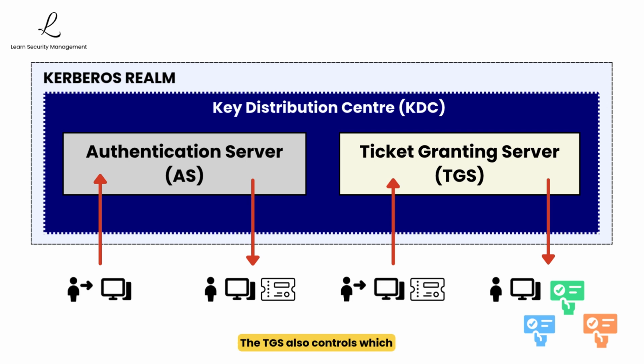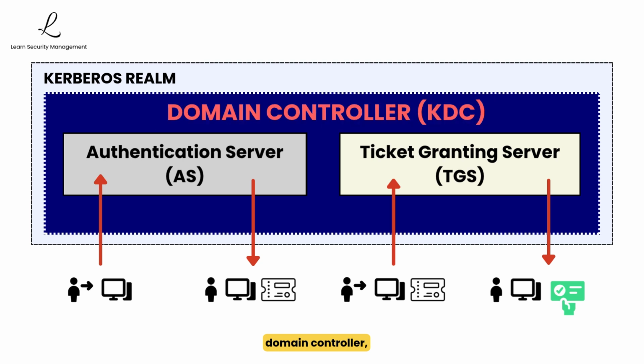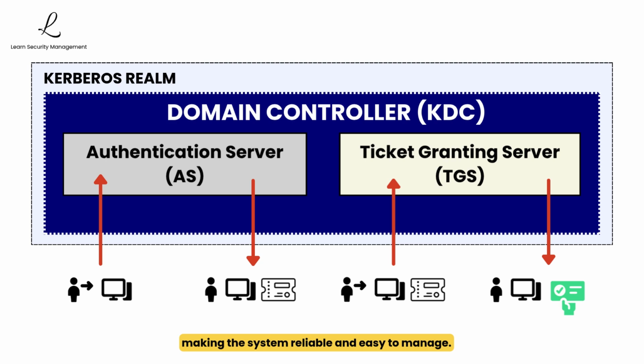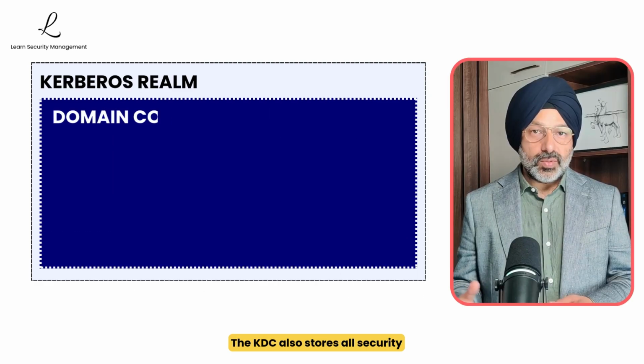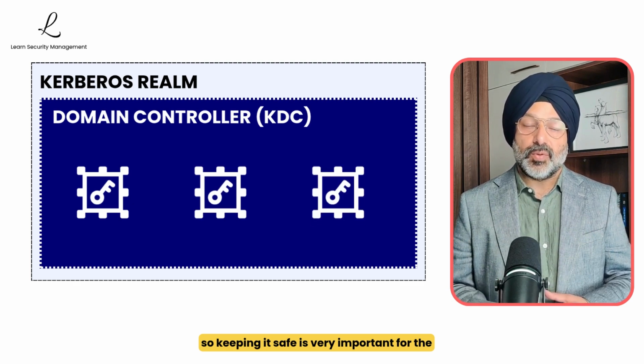The TGS also controls which services you can use and for how long. The key distribution center usually combines both the authentication server and the ticket granting server in one system. In Microsoft Active Directory, domain controllers act as KDCs and handle all login requests for the network. The key distribution center is how Kerberos works in most companies, making the system reliable and easy to manage. The KDC also stores all security keys, so keeping it safe is very important for the whole network.